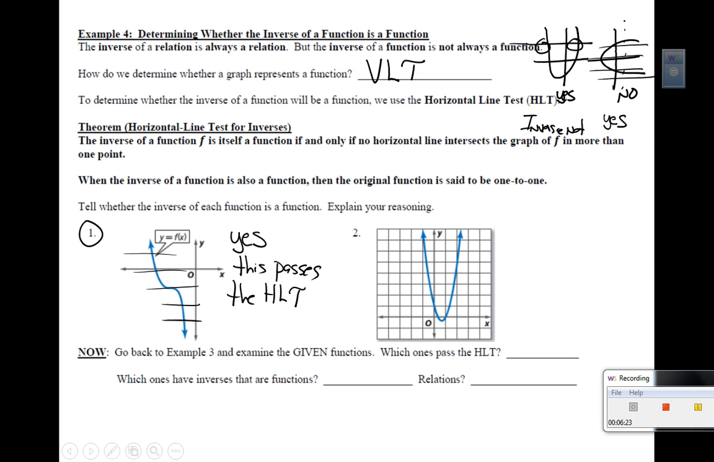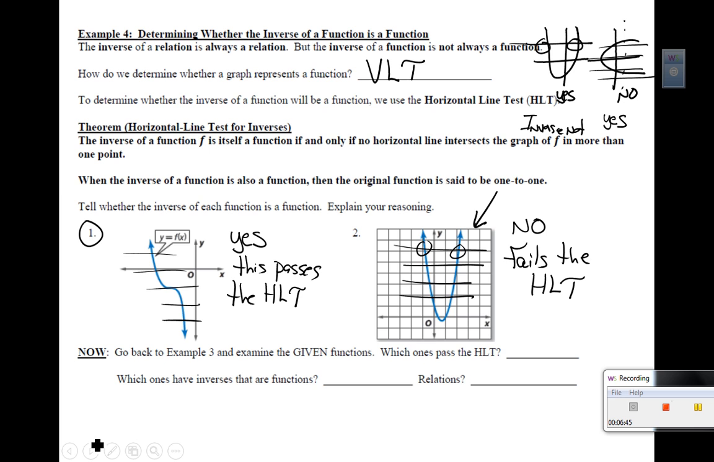Go over to your number two, though. Notice that, guys, when I draw horizontal lines, I'm hitting the graph in more than one place. So I'm going to put no. This fails the HLT. Be happy today when that shows up. When it doesn't pass a horizontal line test, we're going to skip it. We're going to go on, because the inverse isn't a function.